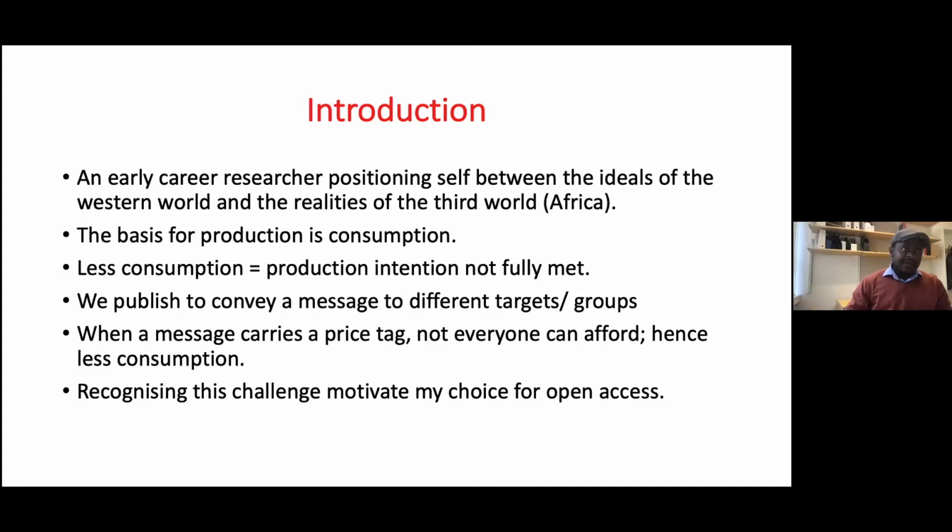And just like every economic good, the basis of production is consumption. In other words, we produce for people to consume. And when you produce and the goods are not consumed, or they are consumed only by a particular group of people, that only goes to tell you that the very basis of production is not sufficiently met or achieved.